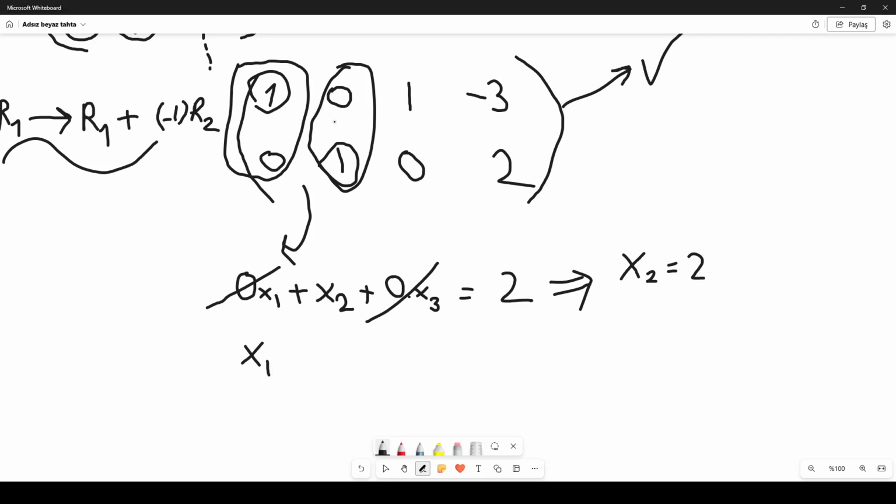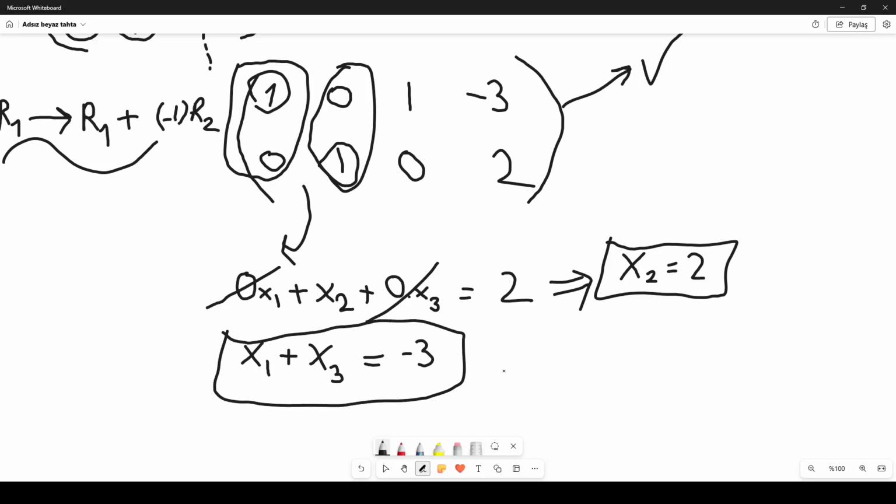So write down x1. Now there is no x2 here because 0 times x2 is equal to 0, so I don't write it again. And x1 plus x3 is equal to minus 3. Well, let's look at the situation that we run into. We know the value of one of the unknown variables, right? We already have found the value of x2, but there is a problem here.